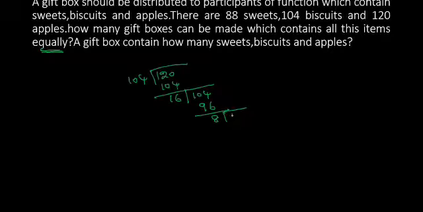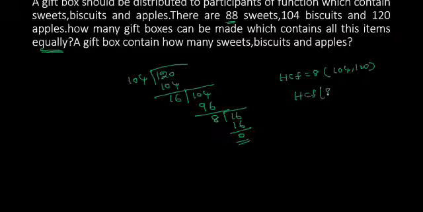Now again 8 and 16. So the HCF is actually 8 here. So the HCF is equal to 8 for the numbers 104 and 120. Now what is the other number here? We are left with 8 and 88. So we have to find the HCF of 88 and this 8.